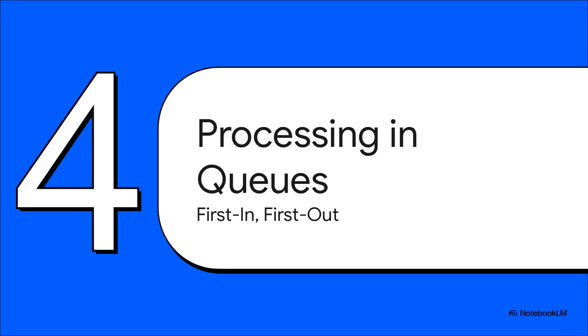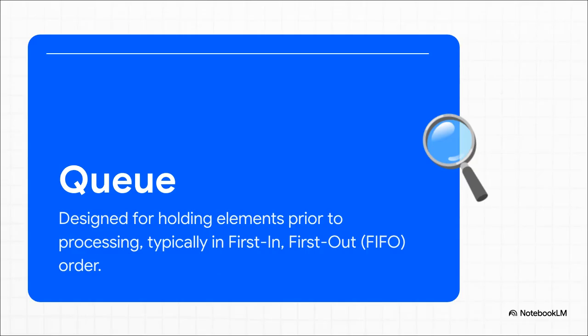All right, on to the next tool in the kit. Now, this one isn't really about storing things for the long haul. It's all about managing items that are just waiting in line to be processed one right after the other. This is a queue, and you already know exactly how this works because it's literally a line at a coffee shop. The first person to get in line is the first person to get coffee. First in, first out. It's a whole system designed around fairness and taking things in turn.